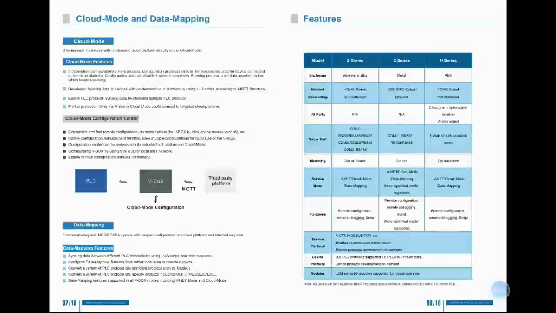The main differences among those series are, first, the network connecting way. The S series supports 4G, Wi-Fi, Ethernet. The E series supports 2G, 4G, Ethernet, not including Wi-Fi. The H series is the same as the S series. Both the S series and E series do not support I/O ports, but the H series will support 2 inputs with optocoupler isolation and 2 relay outputs. This is the main difference.